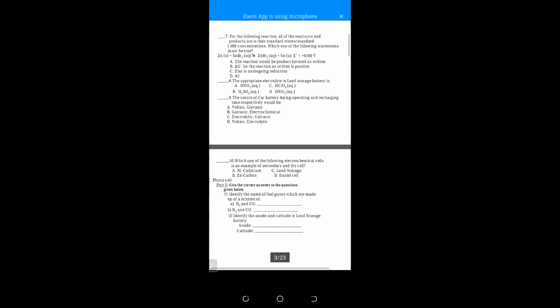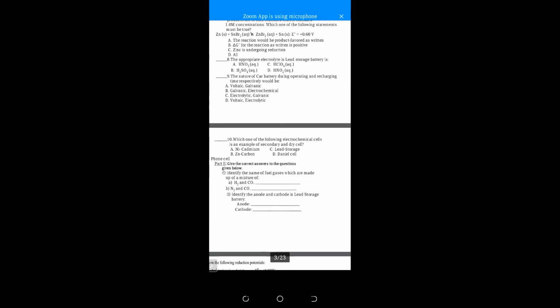Why do we call this galvanic cell wet? Because its electrolyte is in solution form. Why do we call this car battery or lead storage battery secondary? Because it is rechargeable. Get to know?